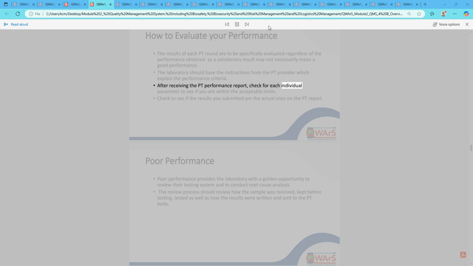Check for each individual parameter to see if you are within the acceptable limits. Check to see if the results you submitted are the actual ones on the PT report. Poor performance provides the laboratory with a golden opportunity to review their testing system and to conduct root cause analysis. The review process should review how the sample was received, kept before testing, tested, as well as how the results were written and sent to the PT body.